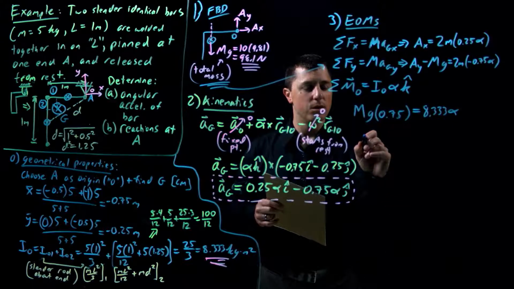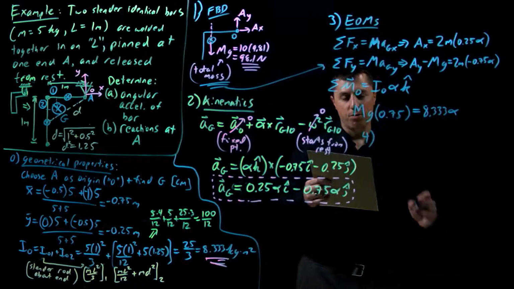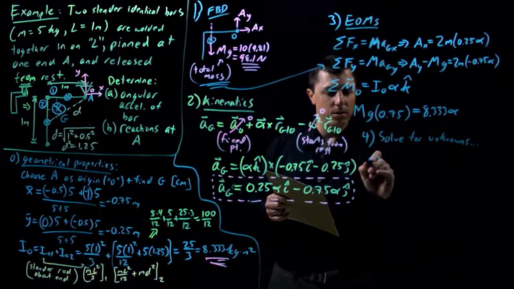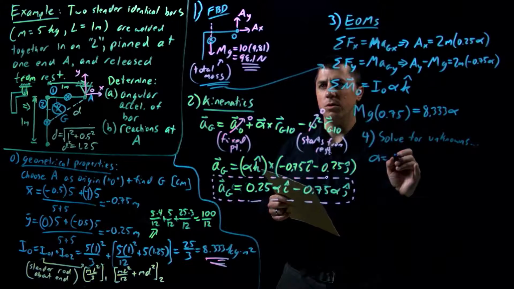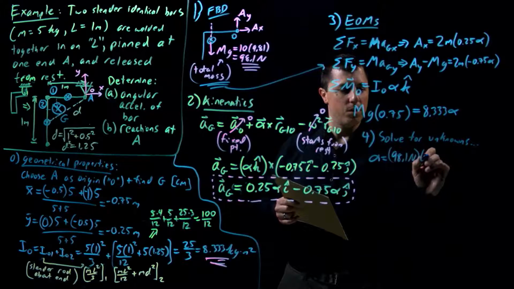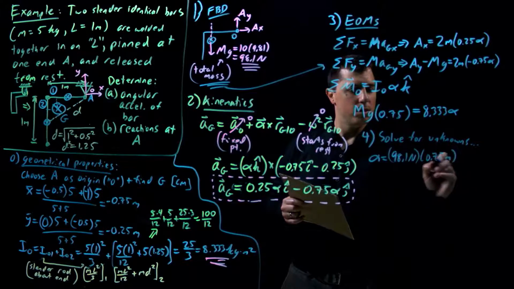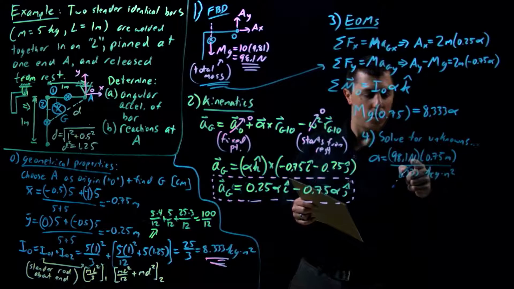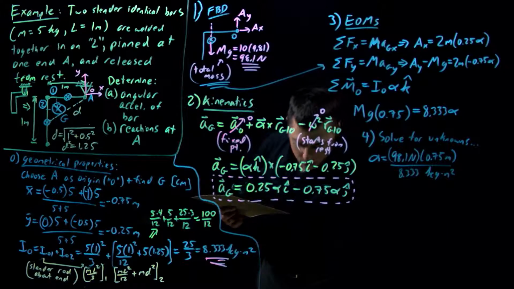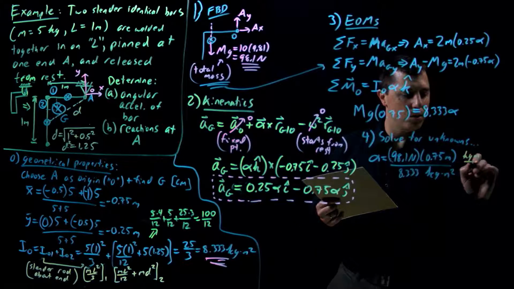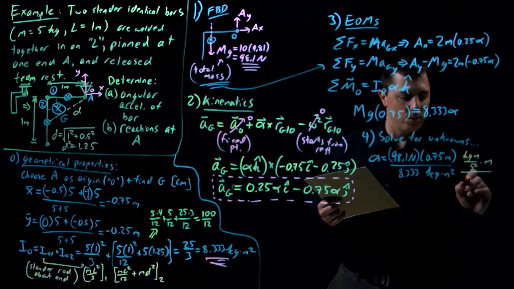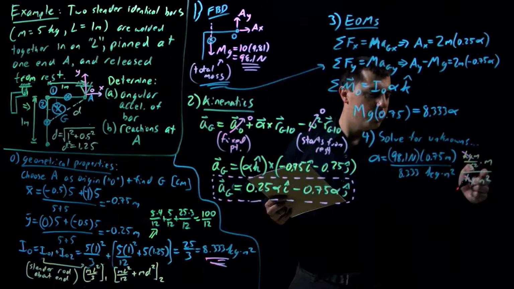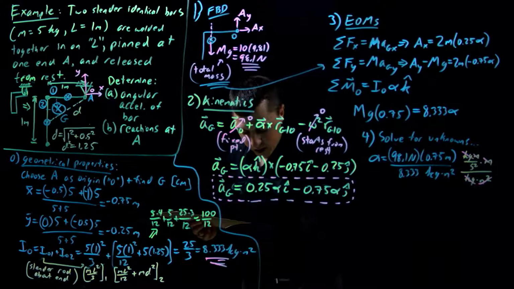And so when we move into step 4, we're kind of already doing it here, which is to solve for unknowns. Okay, alpha, well, that's just going to be 98.1 newtons times 0.75 meters all over 8.33 kilogram meter squared. A newton is a kilogram meter per second squared. So should we check the units, right? Kilogram meter per second squared times a meter all over a kilogram meter squared. Kilogram cancels. We got meter squared canceling, and it's just 1 over second squared. So yep, this is a radian per second squared.